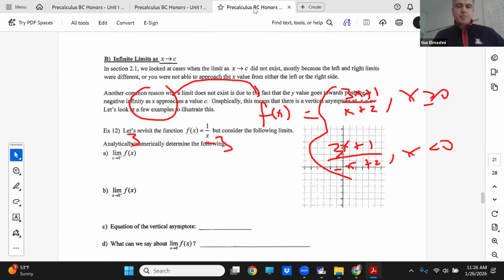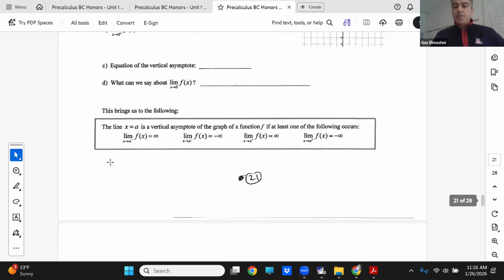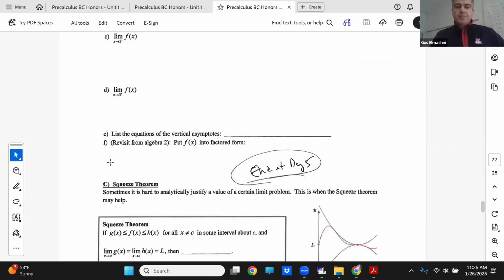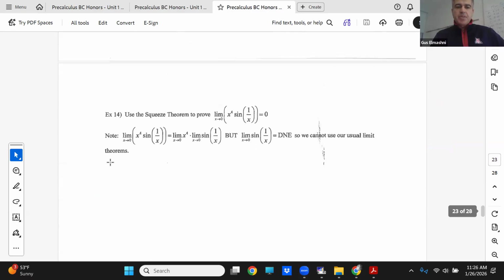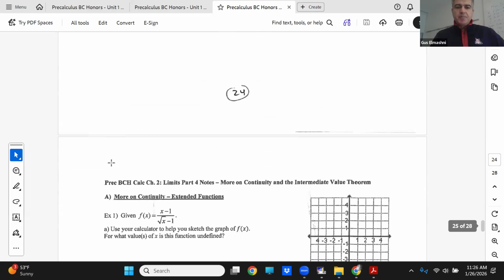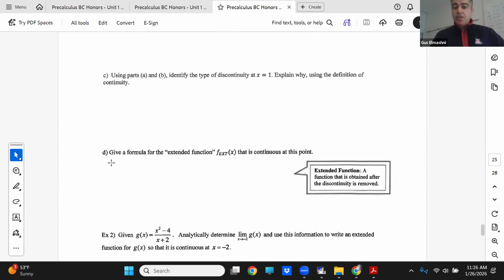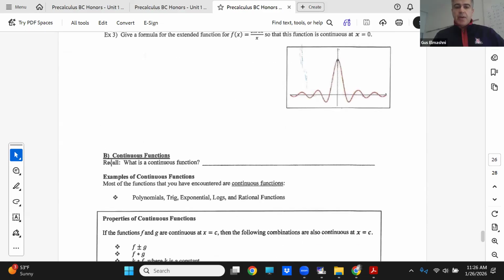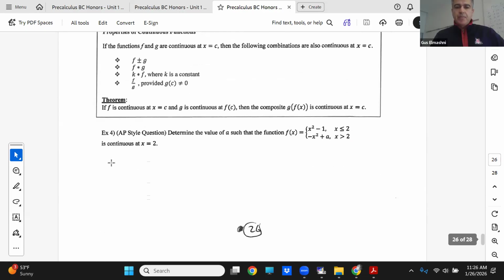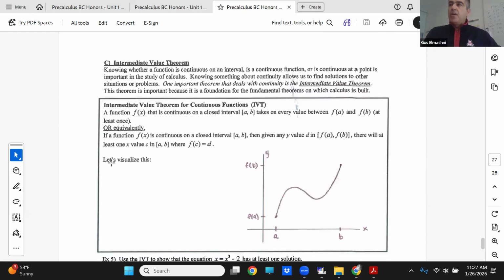Here we go. So our plan for today is to talk about infinite limits, so vertical asymptotes. I am going to skip around a little bit. I do want to talk about extended functions, and I do want to talk about what makes things continuous. Wednesday, I'm going to talk about some miscellaneous things. I'm going to talk about the squeeze theorem and intermediate value theorem. Those are two new things. I'm also going to show you guys hard limits on Wednesday.